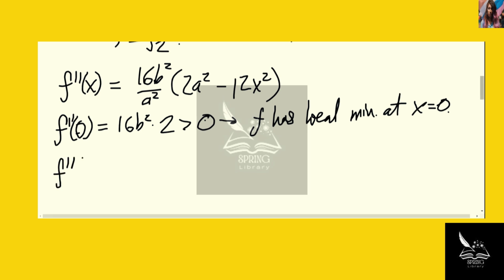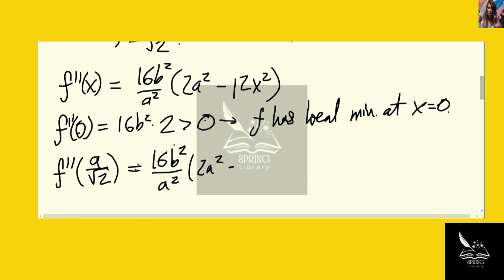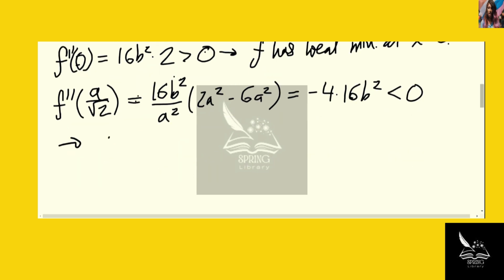So f double prime of a over root 2. Well, this is 16b squared over a squared times 2a squared minus 12 times a squared over 2, which is minus 6a squared, which is negative 4 times 16b squared, which is less than 0. Therefore, by second derivative test, f has a local maximum at x equals a over root 2.